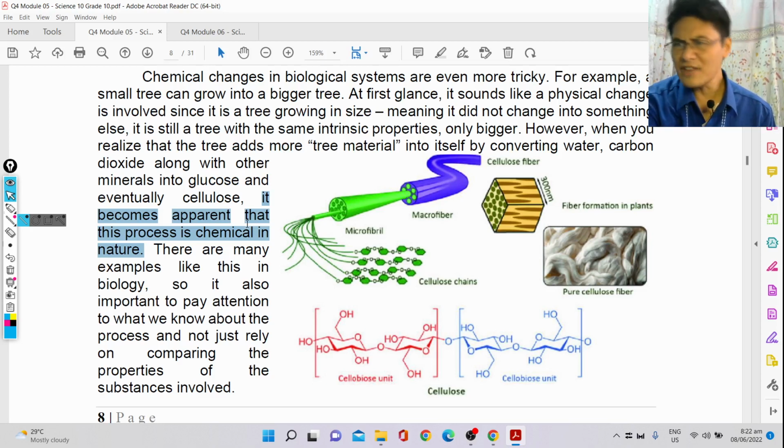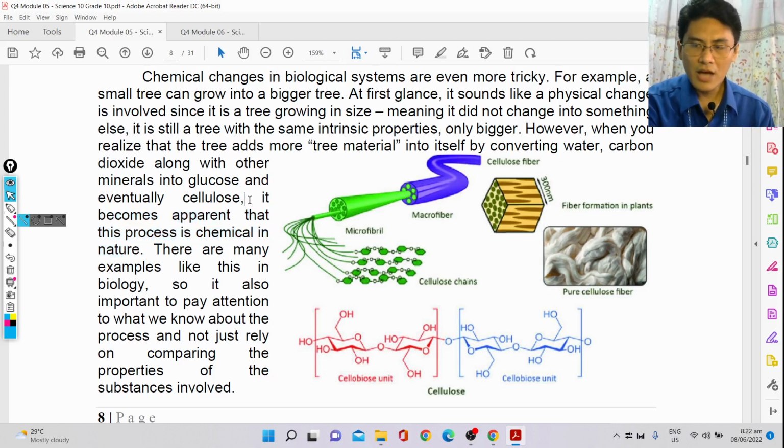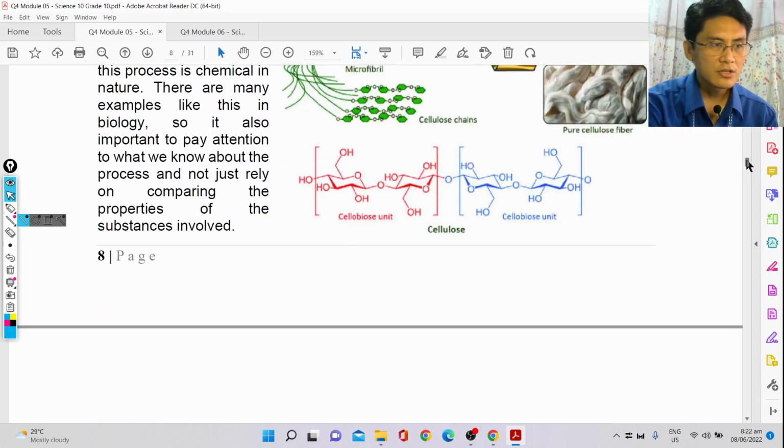So it's not even as simple as looking at the initial substances and the final substances. You have to consider also what is in between, because if you don't consider that, you might fall into this trap of saying, okay, this is tree material, and then it still is composed of tree material, only more of them. So it must be a physical change. Obviously, I am discussing this in very simple terms so that you would understand.